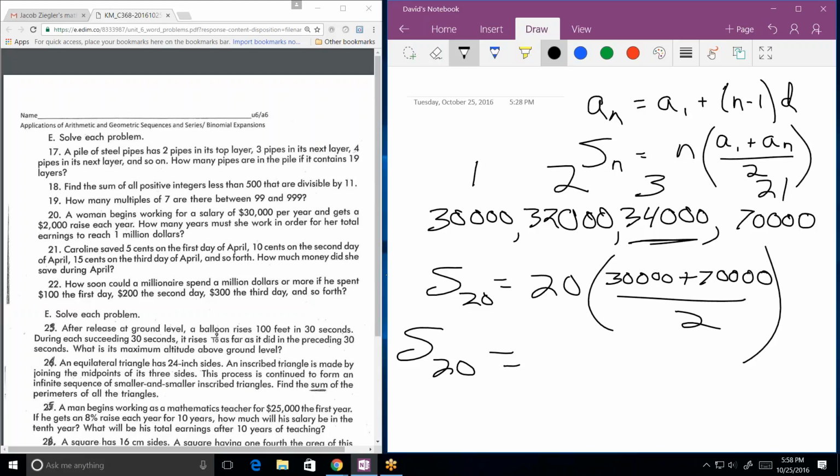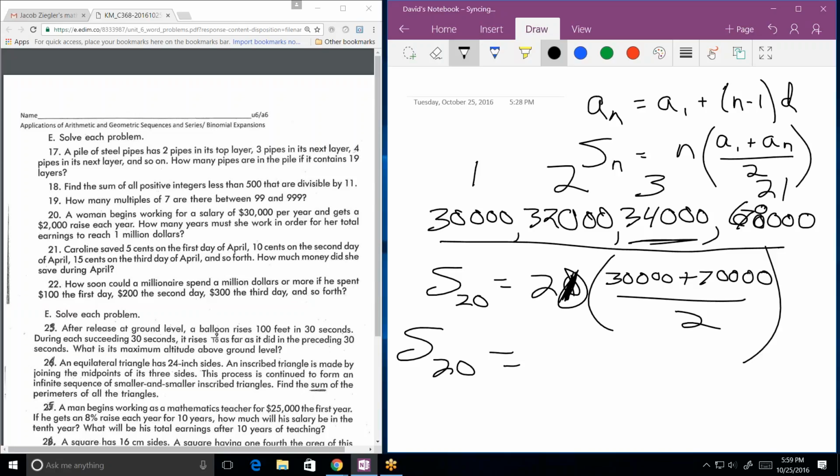So the sum of 21 numbers would be over a million. So what is the sum of 20 numbers? It's exactly 1 million. The first 20 numbers in that sequence total a million based on that formula. And that means that 20 years is the answer. But her salary on the 20th year is not 70,000. It's 68,000.